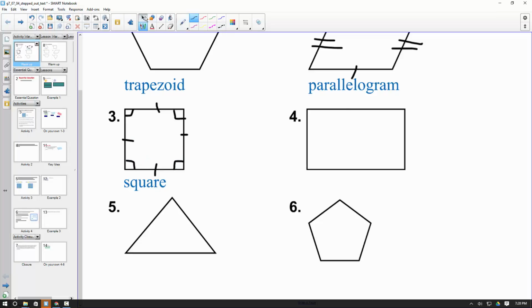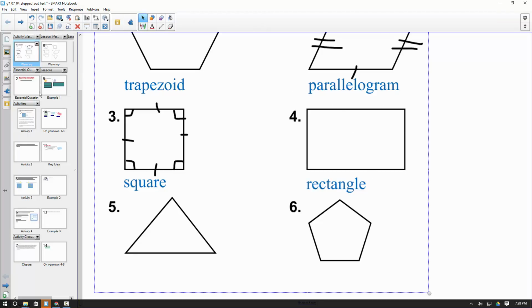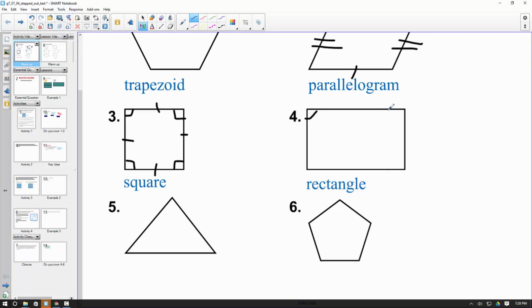This here is a rectangle. So I have my 90-degree angles that I had before. So that's still the same. Sorry, that was supposed to be a square. And then I have this side here is congruent to this side here, and this side here is congruent to this side here.